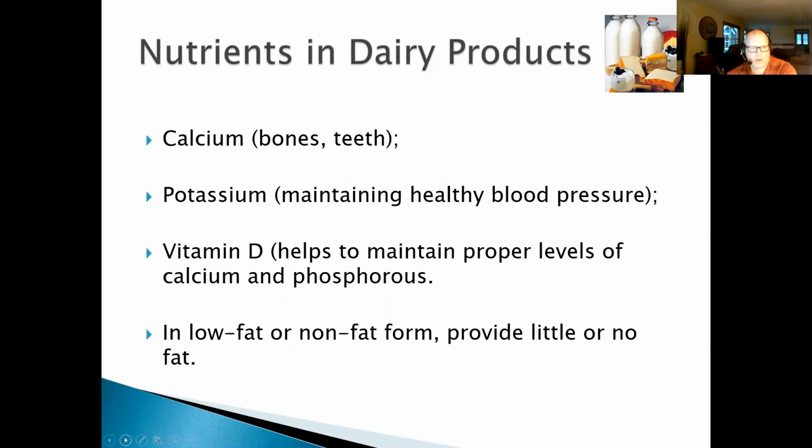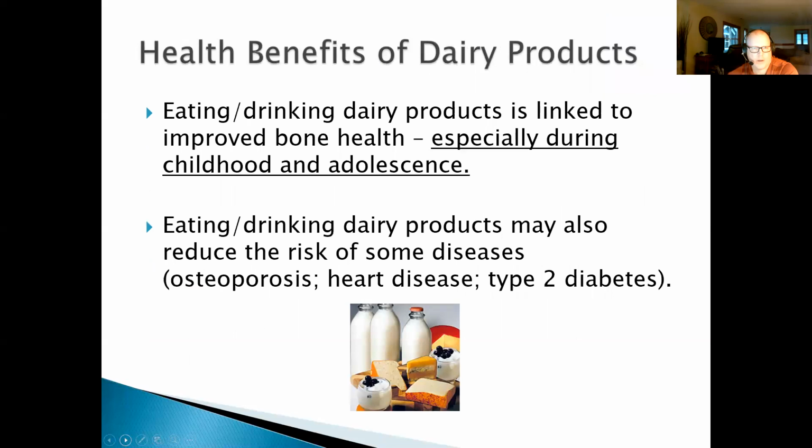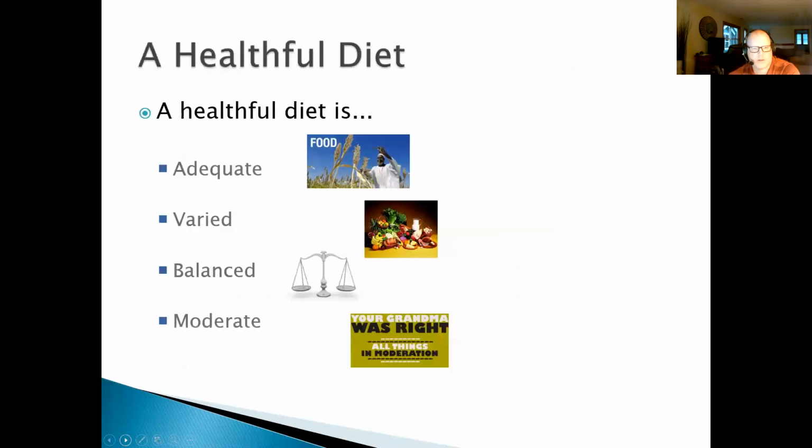Nutrients in dairy products: calcium for bones and healthy teeth, potassium for maintaining healthy blood pressure, vitamin D helps to maintain proper levels of calcium and phosphorus. In low-fat or non-fat form, they provide little or no fat. Health benefits: drinking dairy products is linked to improved bone health, especially during childhood and adolescence. Drinking dairy products may also reduce the risk of some diseases: osteoporosis, heart disease, and type 2 diabetes.